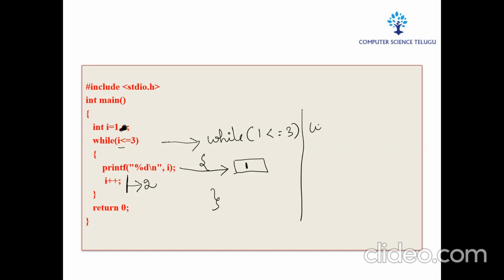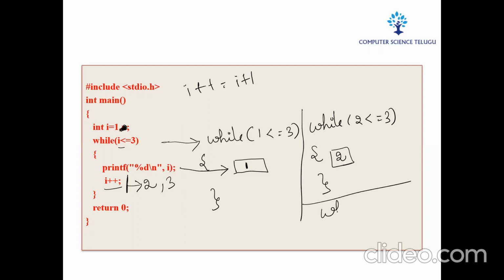So when the i value is 2, that is while 2 less than or equal to 3, because the previous value of i is 1, now it is incremented by 1. Remember, when I say i plus plus, this is equal to i plus 1. Now i equal to 2, so it will print again the value of i, that is 2. Again i will be incremented by 1, that is 3. Again it goes here. While 3 less than or equal to 3, the condition is true, and again it will print the value 3.